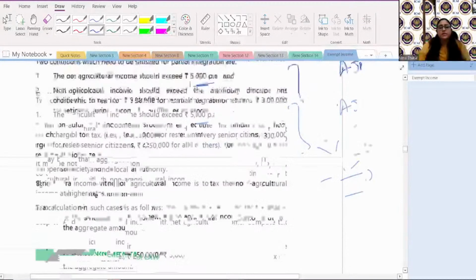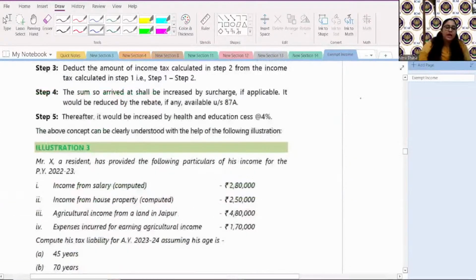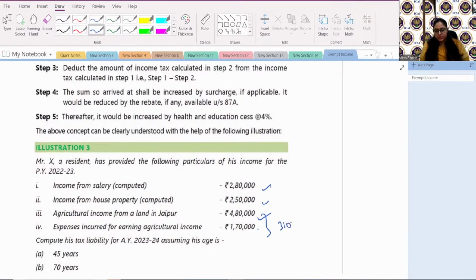Step one is to calculate the tax on agricultural income and non-agricultural income together. Now, I'll do it for Mr. X, a resident who has provided you the following particulars of income: income from salary, income from house property, agricultural income from land in Jaipur, and expenses incurred on agricultural income. So my net agricultural income is 3,10,000, that is 480 minus 170. So you will say, ma'am, its agricultural income is exempt.